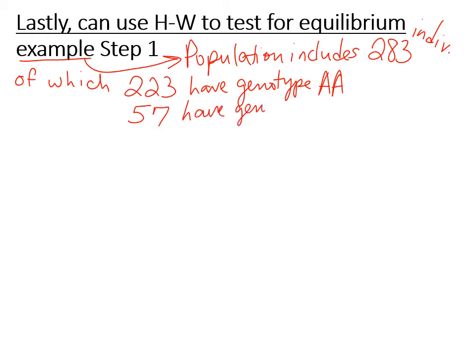Have genotype capital A lowercase a, so they're heterozygous, and 3 have genotype lowercase a, lowercase a. Okay, so remember you need to have 3 genotypes. You have your homozygous dominant, your heterozygous, and your homozygous recessive.